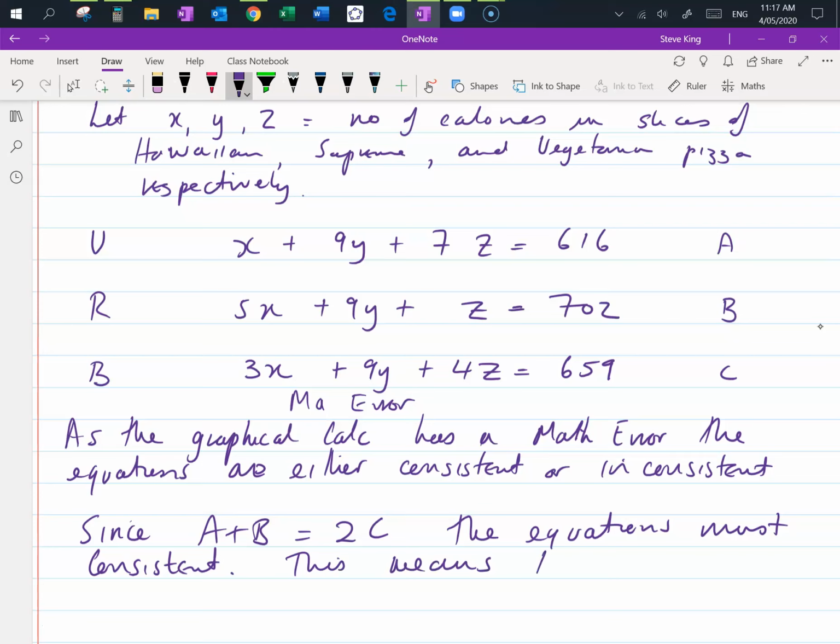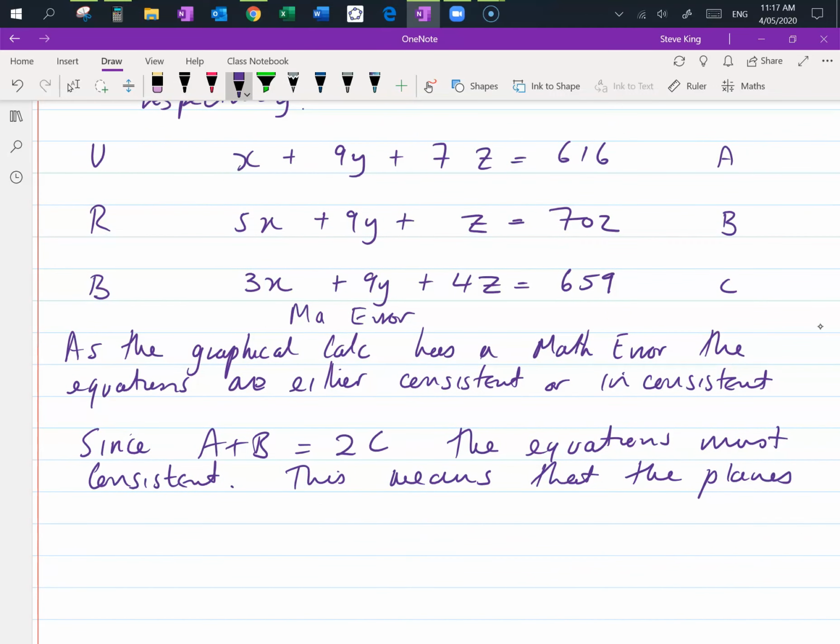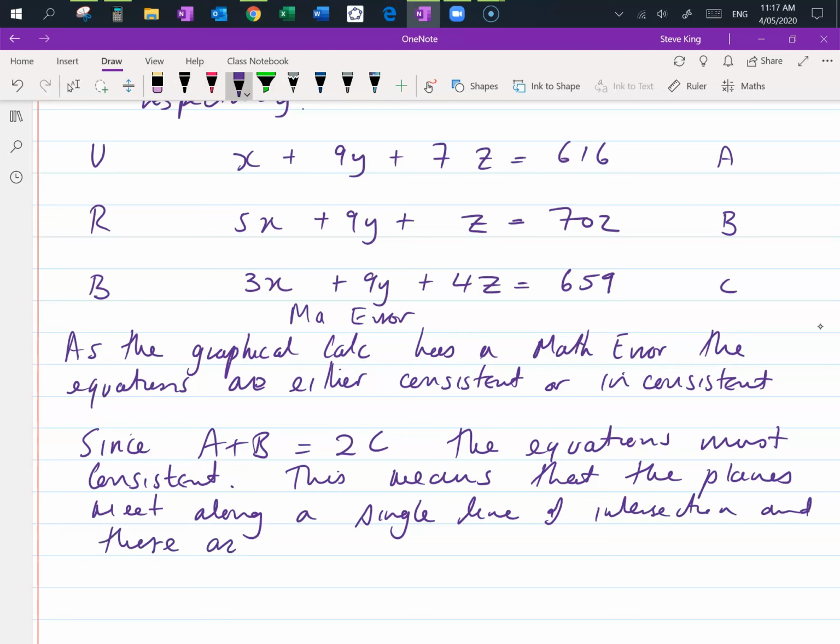This means that the planes meet along a single line of intersection, and there are many solutions.